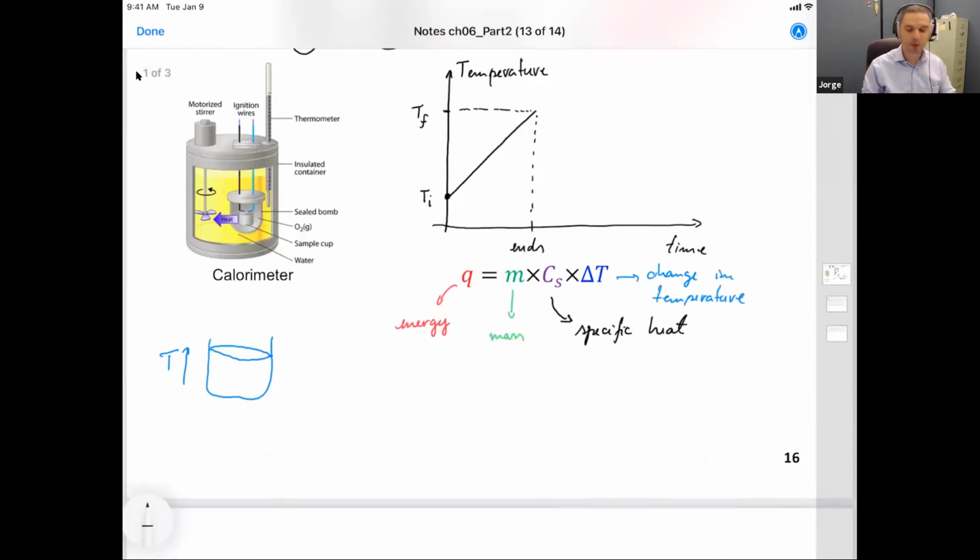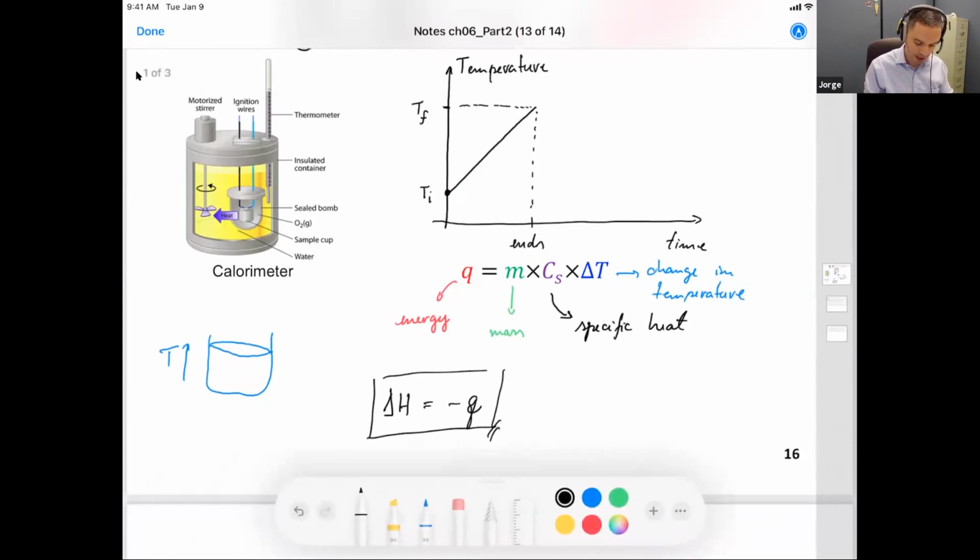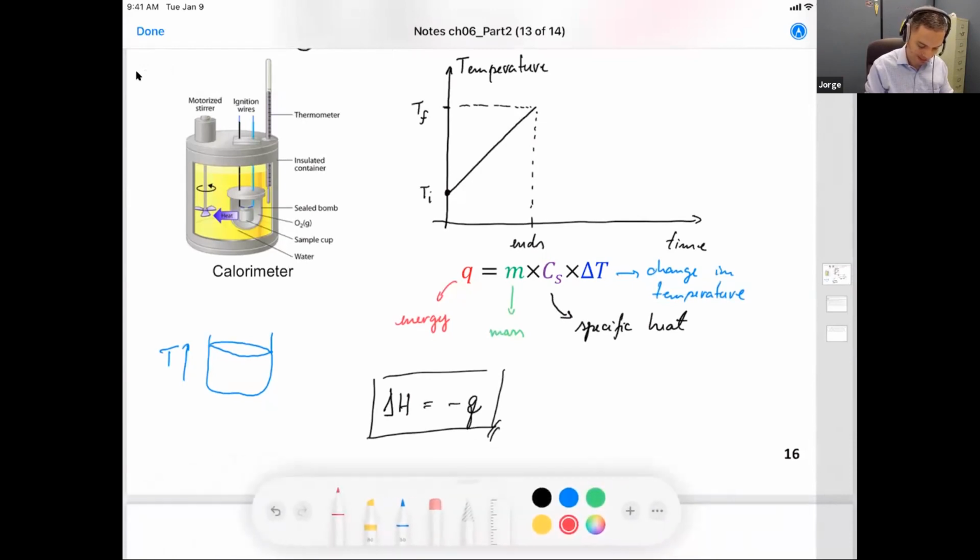The correlation between the delta H of the reaction and Q is that delta H is equal to minus Q. Okay? And that's how we are going to achieve the delta H using experimental data.